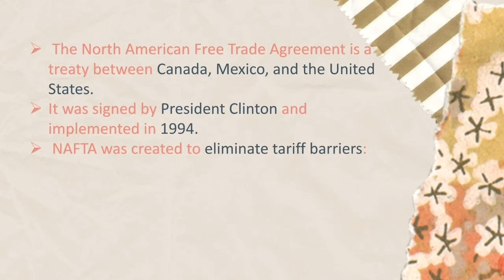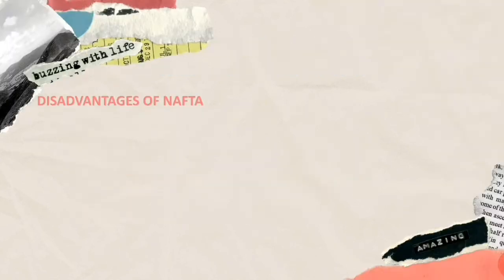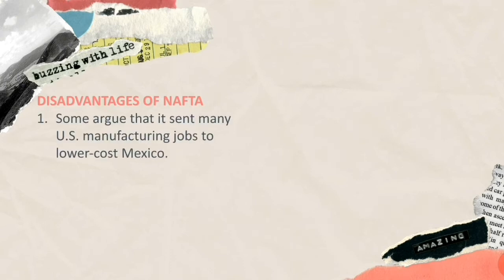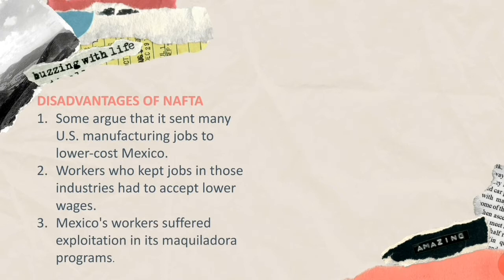NAFTA was created to eliminate tariff barriers, which focuses on agricultural, manufacturing, and services, remove investment restrictions, and protect intellectual property rights. There are three disadvantages of NAFTA. First, some argue that it sent many U.S. manufacturing jobs to lower-cost Mexico. Second, workers who kept jobs in those industries had to accept lower wages. Third, Mexico's workers suffered exploitation in its maquiladora programs.